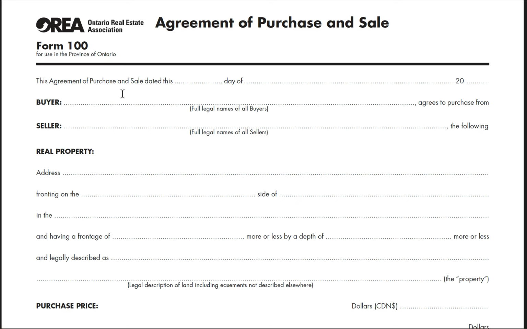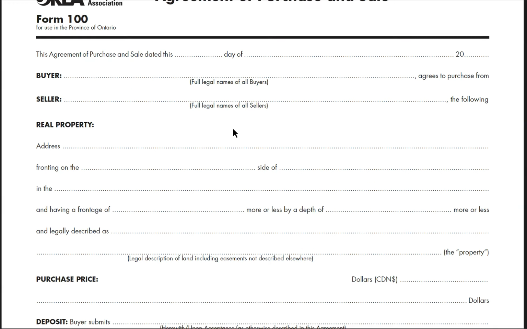So you start off with the date of the Agreement of Purchase and Sale. This is basically the date when this was written. Then the buyer's full name. If there are multiple buyers, you'd put all their names in here. And then the sellers as well. The sellers are generally found on the land registry, so you would put all that information here.